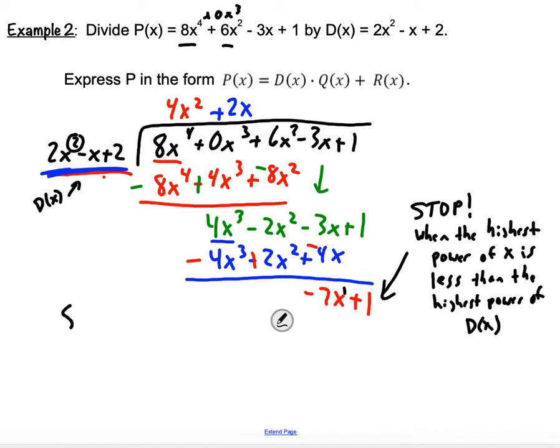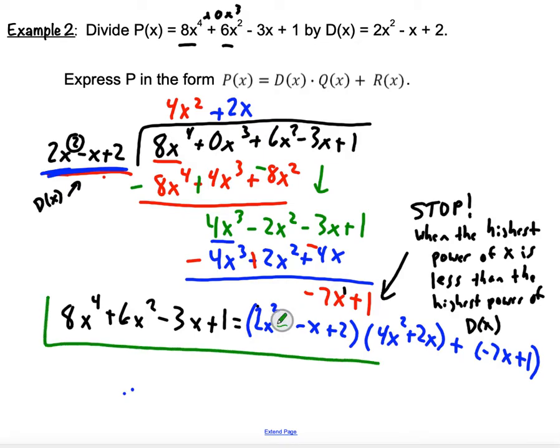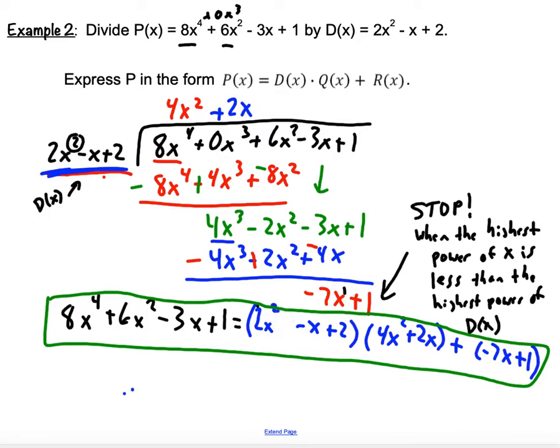So our p of x is equal to our d of x, which is 2x squared minus x plus 2, times our quotient there, plus our remainder. So there we have it.